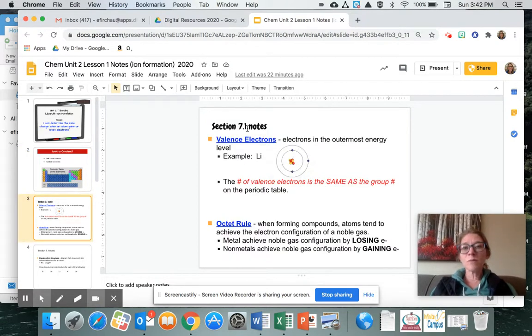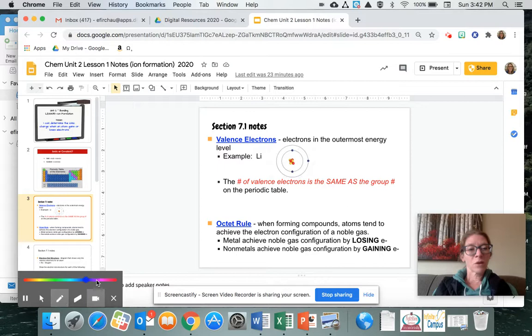All right, so this comes from section 7.1 in your textbook. So if you need additional support, reading, pictures, examples, that would be the section to go to. Valence electrons are electrons in the outermost energy level. So if you remember from our first unit, if we write the electron configuration for lithium, we would write 1s2, 2s1.